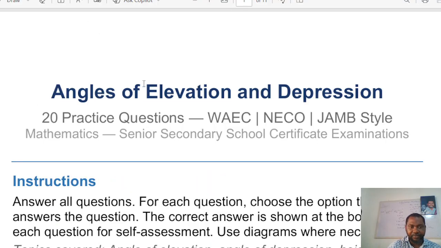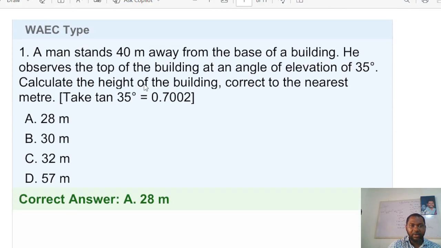Okay, so we look at the first one. It says that a man stands 40 meters away from the base of a building. He observes the top of the building at an angle of elevation of 35. You see the top of the building and the elevation is 35. So calculate the height of the building correct to the nearest meter.